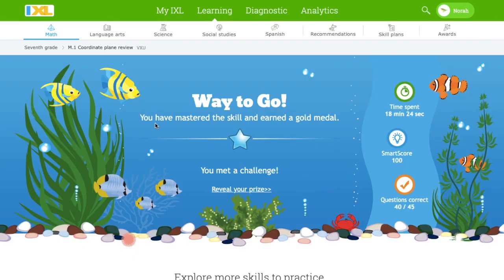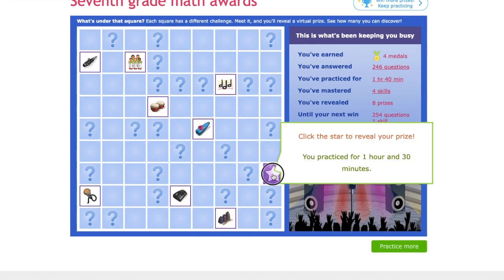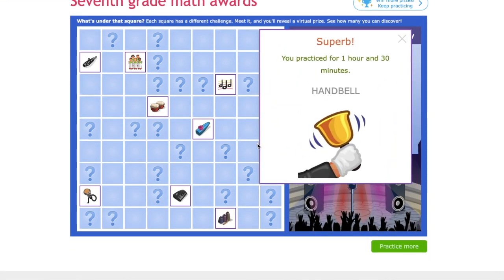Way to go! We've mastered the skill and earned the gold medal, and we have a prize. Let's check. Let's click it. We got a handbell. Let's make this our icon.